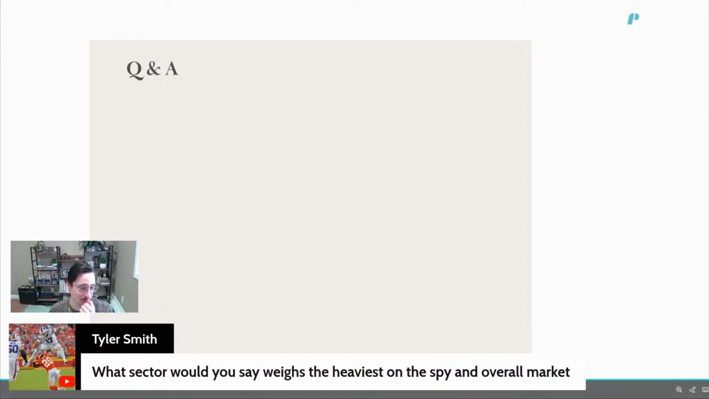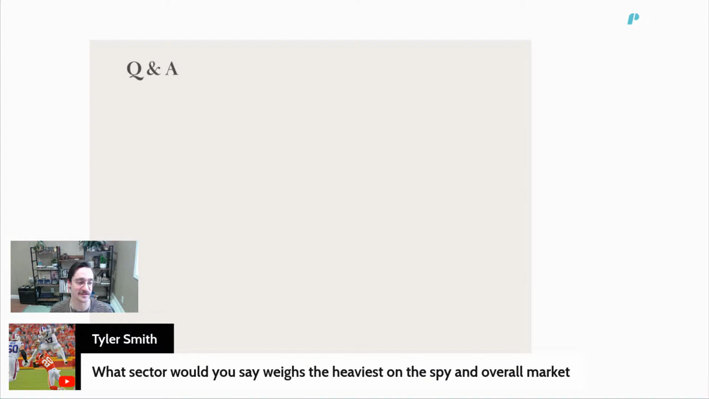Tyler says, what sector would you say weighs the heaviest on the SPY in the overall market? Absolutely tech. So tech is going to be the biggest component by a long shot. Ever since all of these monopolies like Google and Amazon and Netflix and Apple, they're just exponentially growing in the past 10 years. Tech is the giant, and as long as tech goes up, we're all right. If tech starts falling, then watch out, right? So that's the biggest component.